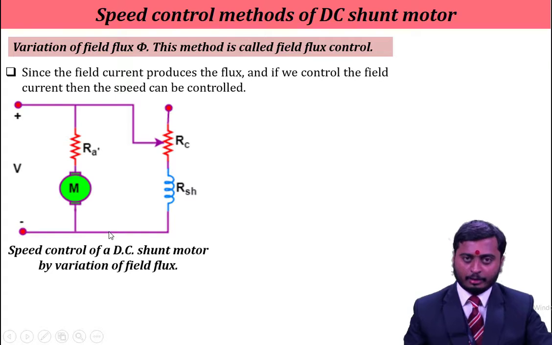So this is the figure. Here you will observe that in series, RC, that is an external resistance, is connected to the field winding. This is your field winding resistance RSH.